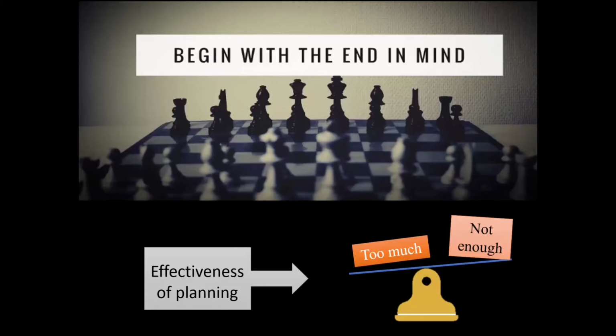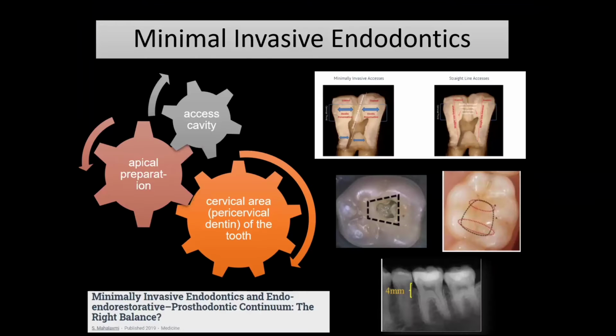It is always best to start planning with the end in mind. The effectiveness of the planning will be finding the right balance between not enough and too much. For more than 30 years, the specialty of endodontics has recognized the importance of respecting the root canal anatomy, and that is where minimally invasive endodontics comes into play. Now, this minimally invasive endodontics involves judicious care of three areas, that is, access cavity, apical preparation, and the preservation of pericervical dentine of the tooth.